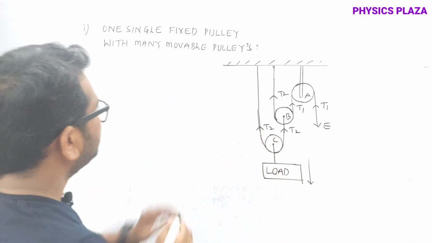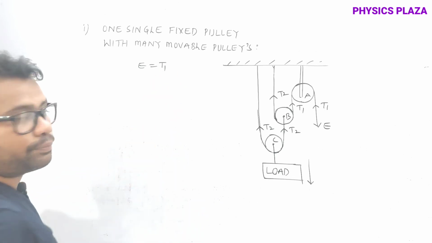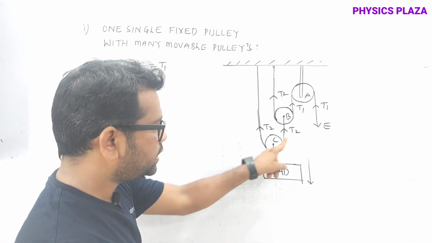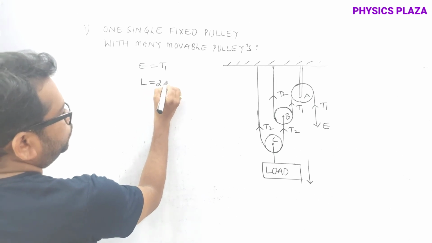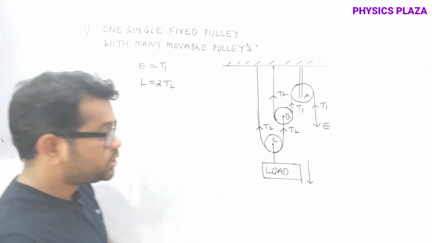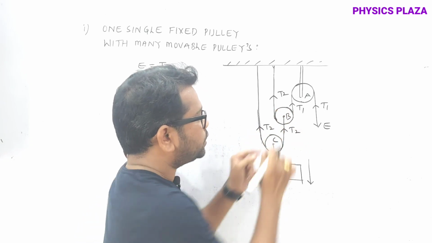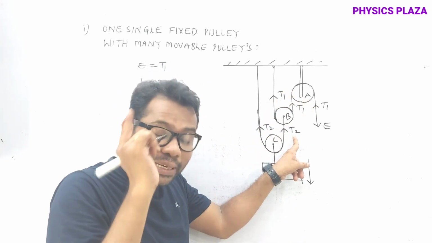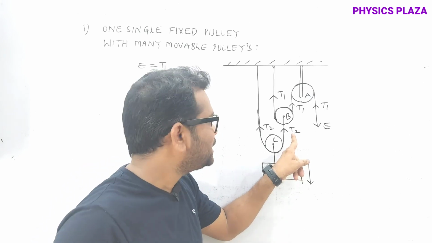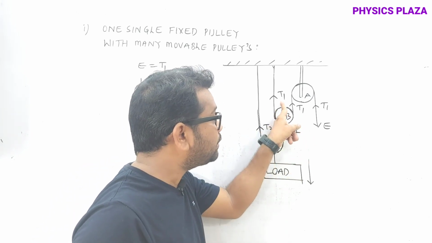Now children, here effort is balanced by T1. It's clear. Now here load is balanced by these 2 tensions. That is what actually load is equal to 2 T2s. But children, here this T2 is there, you know. This T2 is balanced by this, sorry, this is T1, extremely sorry. This T2 is balanced with these 2 tensions, T1, T1. That is what T2 is equal to T1 plus T1.